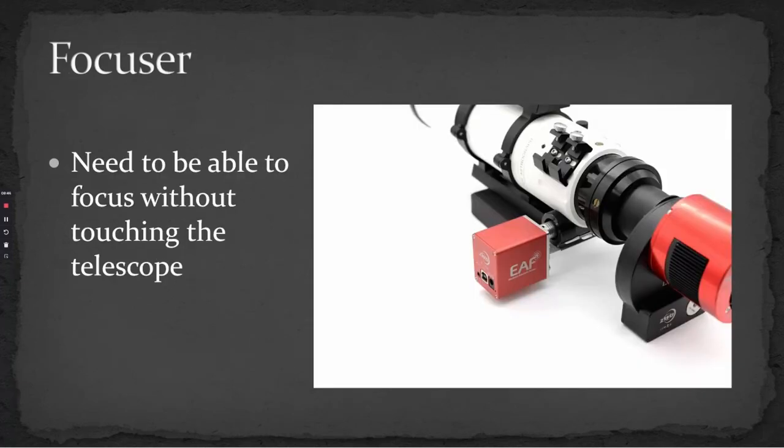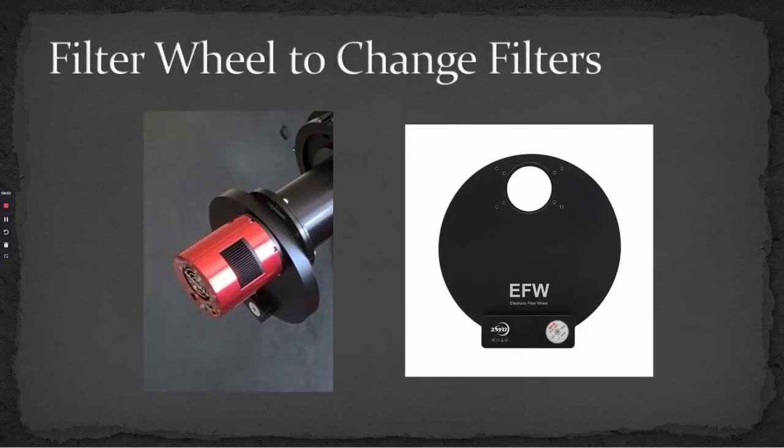I mentioned earlier that you do need an autofocuser, because you need to focus without touching the telescope. There's lots of different autofocuser options, and I think almost any of them, if they work with the optical tube assembly that you have, then it will probably work. Filter wheel, again, kind of obvious. You won't be there to change filters, so you do want a filter wheel.